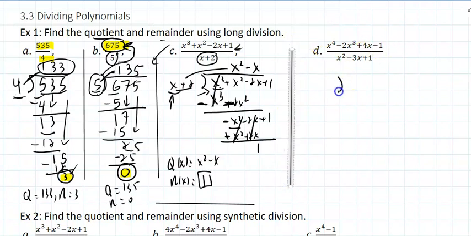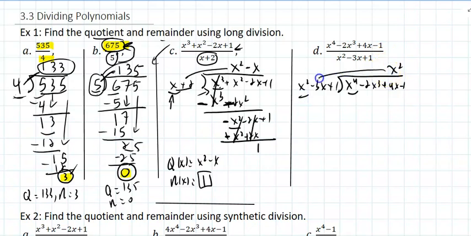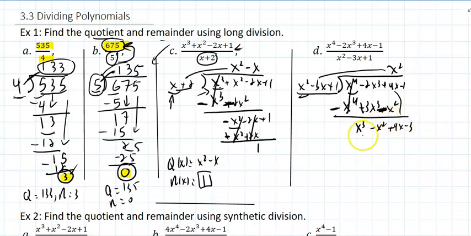And the same deal here. If I take x to the 4th minus 2x cubed plus 4x minus 1 divided by x squared minus 3x plus 1. X to the 4th divided by x squared is x squared. X squared times this quantity, well, that's going to be x to the 4th minus 3x cubed plus x squared. Subtract. Those cancel out. That is x cubed minus x squared. You could bring them one at a time. I'm going to bring them all down.